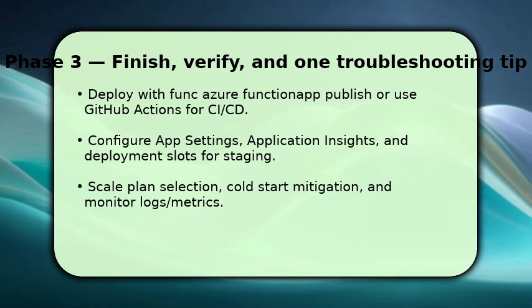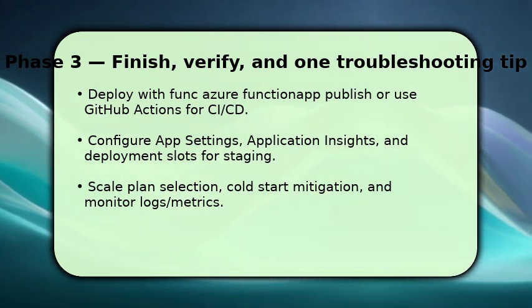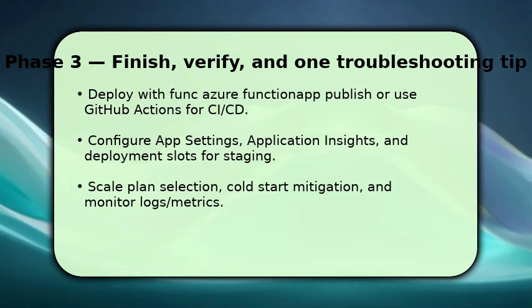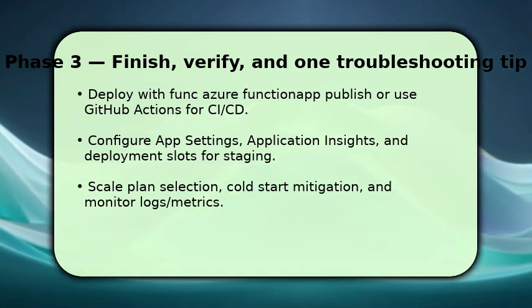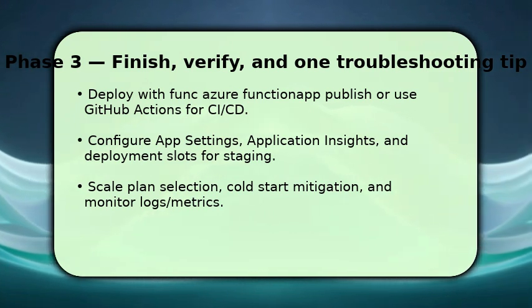For troubleshooting, check live logs in the portal and Application Insights traces first. Permission or connection string errors, and network restrictions cause most failures. Verify settings, identity permissions, and storage access if functions fail to start.